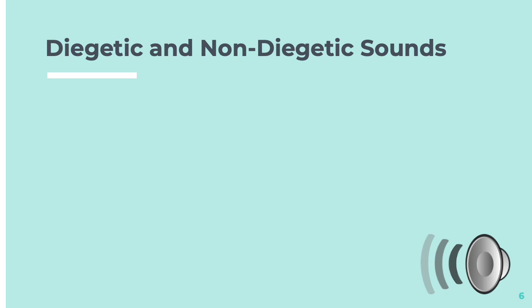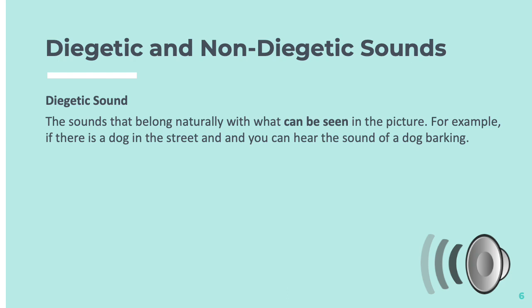Okay, so now we need to talk about something slightly technical called diegetic and non-diegetic sounds. So what are they? Well, a diegetic sound is a sound that belongs naturally with what can be seen in the picture. For example, if you were watching a film and there was a dog in the street and you could hear the sound of the dog barking, that would be a diegetic sound because you can see the source of the sound on the screen. You can see where that noise is coming from.